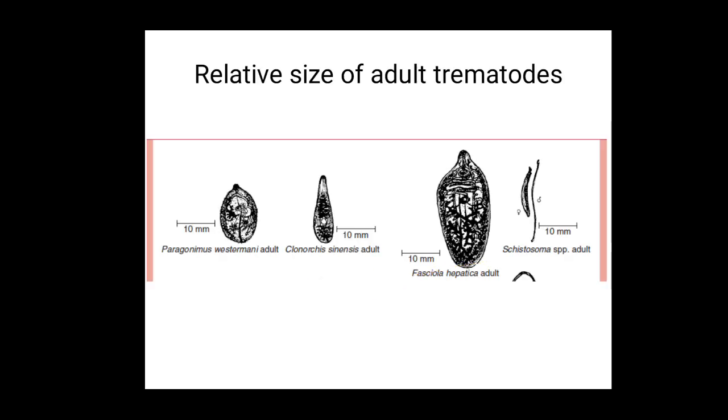Coming to the relative size of the adult worm, as you can see here, it is around 10 millimeters. 10 millimeters is around 1 centimeter, which is fairly visible to the naked eye. We can see it with our naked eye. 10 millimeters or 1 centimeter. It is a flatworm.